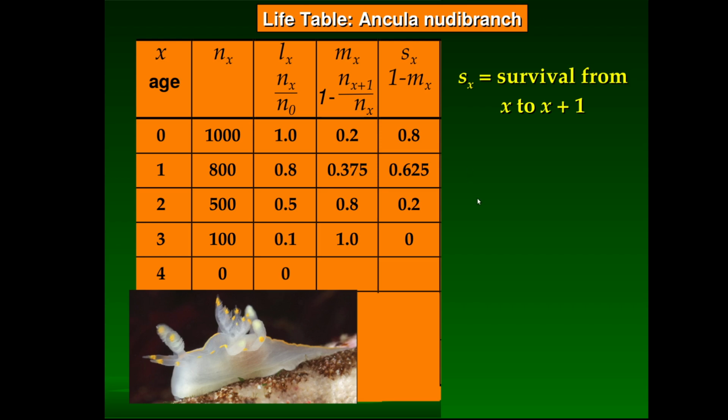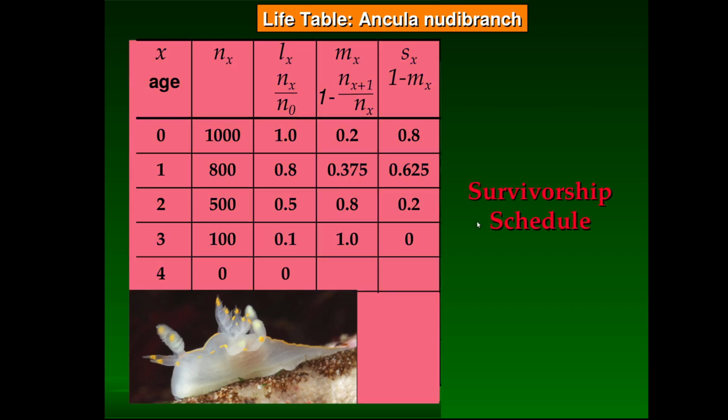All right, so this is the survivorship schedule. All these numbers filled out describing survivorship, survival, and mortality. All the information in the survivorship schedule is contained in the N column right here and the age column. This is the number of surviving individuals at the beginning of each age class. All the other columns are computed from this single column.